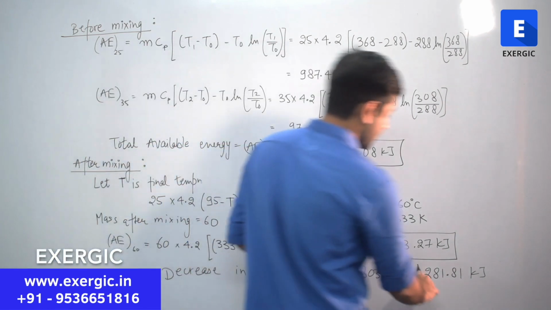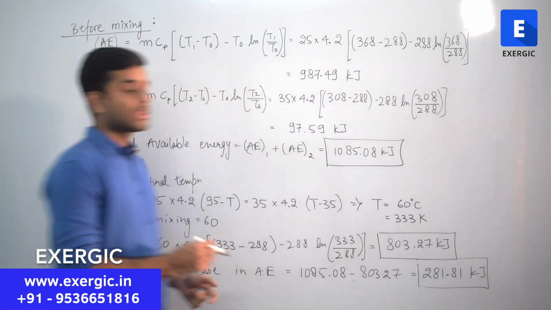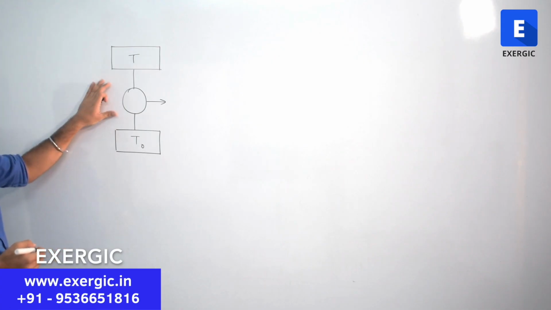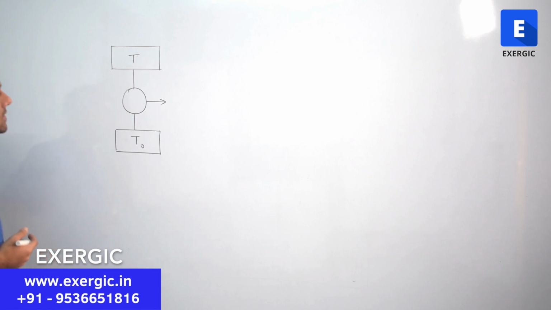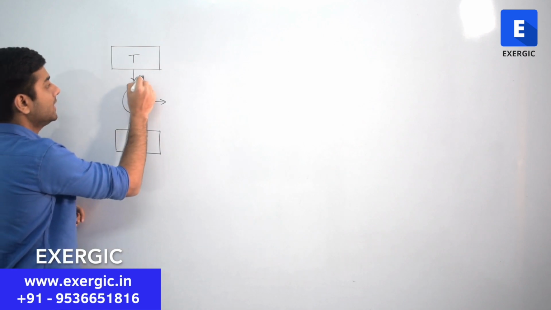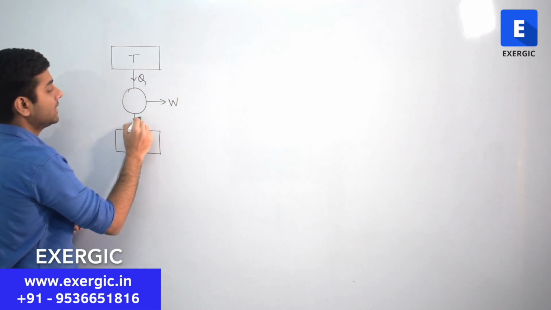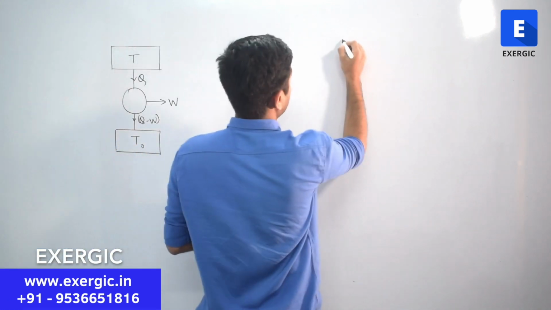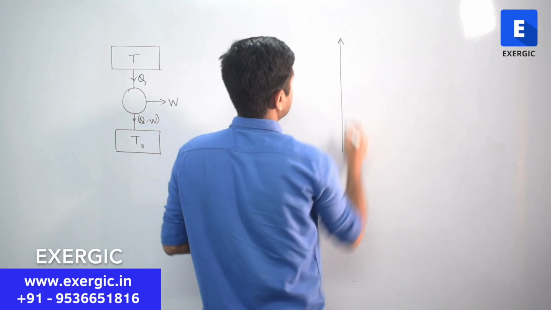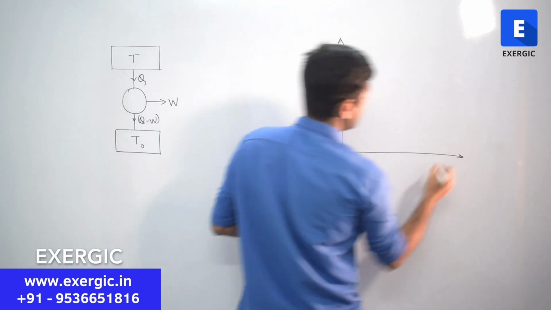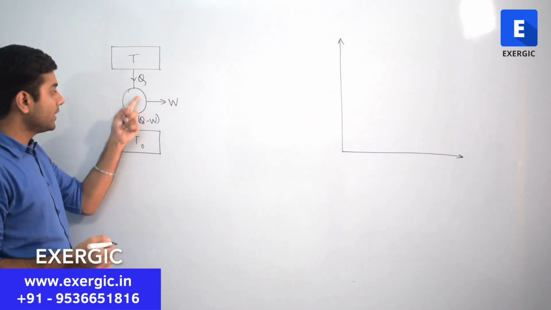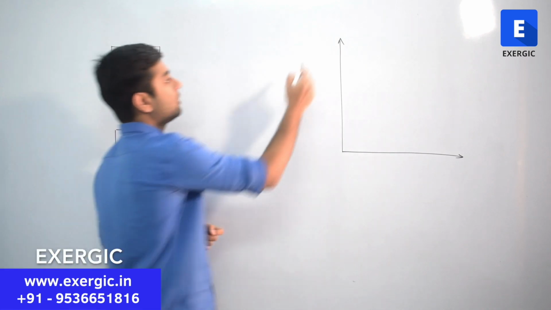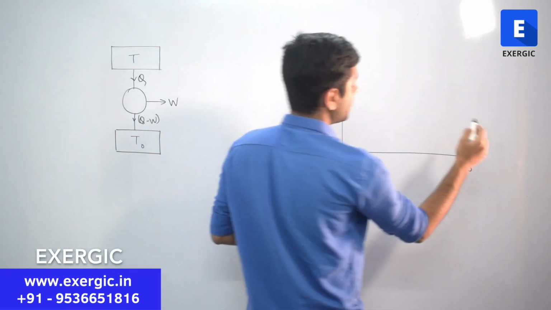You will get 281.81 kilojoule as the answer. Okay. Now suppose we have a Carnot engine, a reversible engine which is used between temperature T and T0. It is receiving heat, it is doing some work, and then it is rejecting heat. Correct? If I want to plot the cycle which is going on inside this heat engine on a TS diagram, then how can I do that?